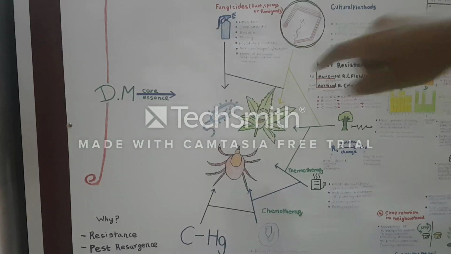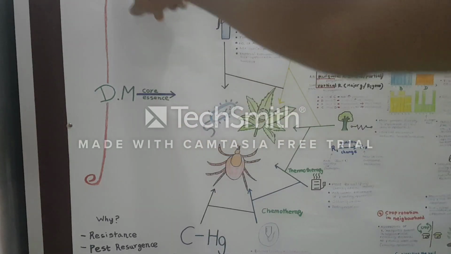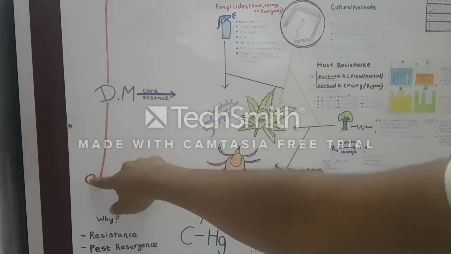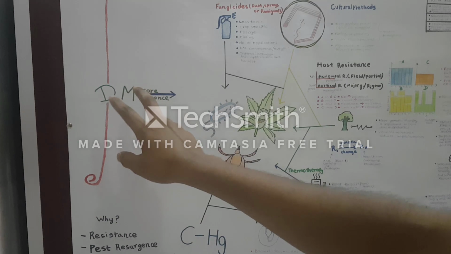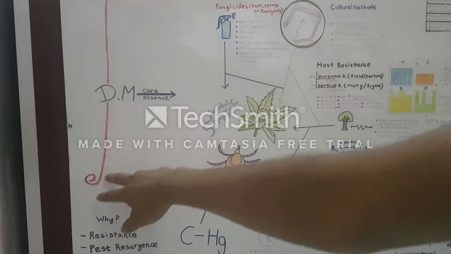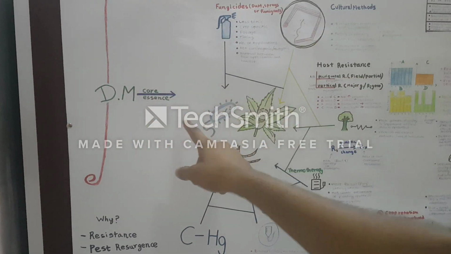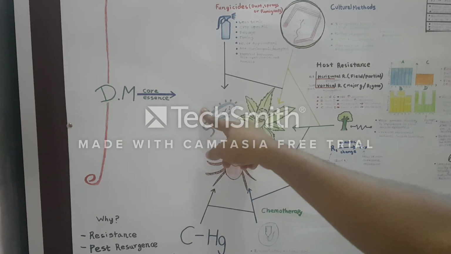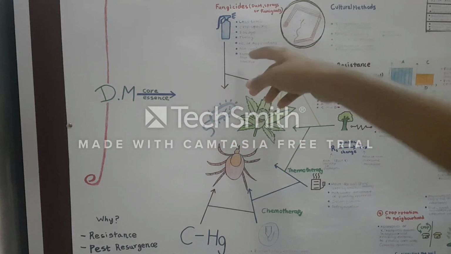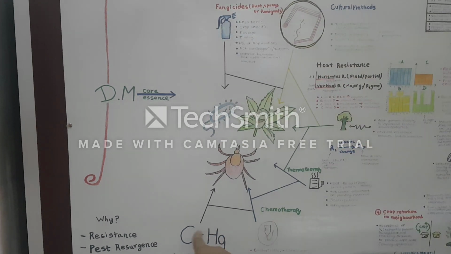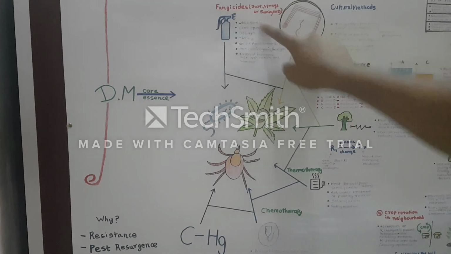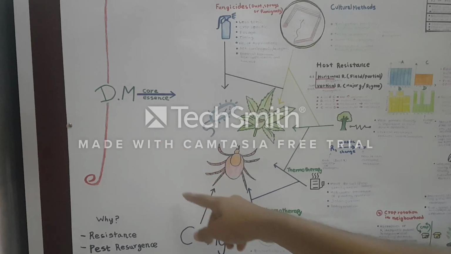So I have used a symbol like this to indicate integration, which is to show that integrated disease management is what I'm representing here. And let's see what the core essence of integrated disease management is, because the core essence of integrated disease management is to combine all these kinds of management practices. I have mentioned many of them, but not all of them.